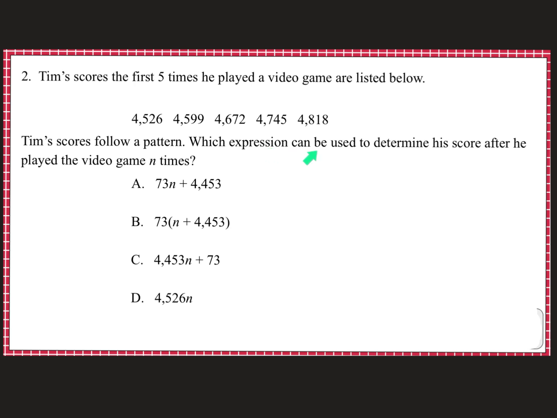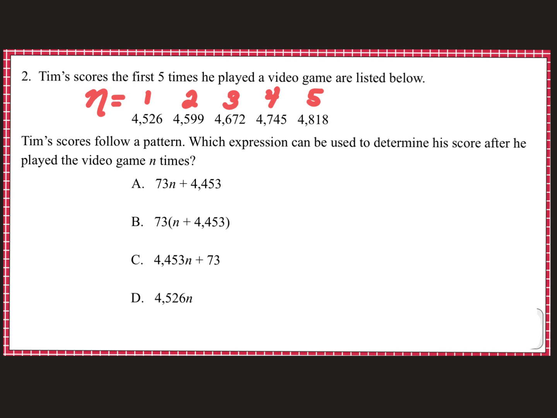pattern, and you're looking for which expression can be used to determine the score after playing the video game for n times. So, what do they mean by n times? Well, this would be the first time, second time, third, fourth, and fifth. So the position in the pattern would be n.